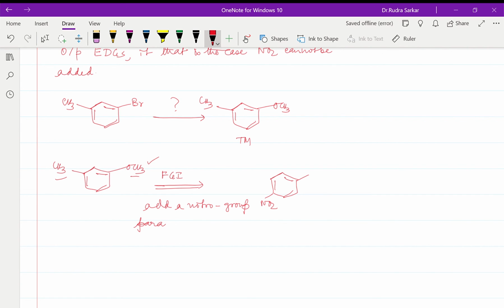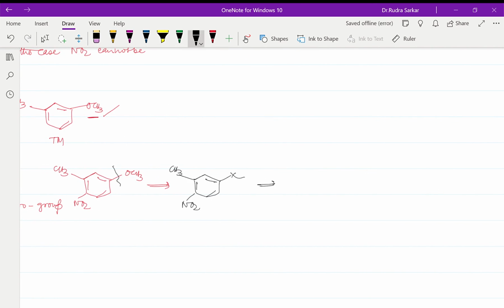because this is replacing Br and the methoxide ion is coming in. So this is our nucleophile. So in relationship to this nucleophile, we have to place our nitro group, and that also at the para position. So having done this, now we can think of disconnecting over here, and that would mean basically we are having an X here, nitro group is here, this is our CH3, and at last we can think of disconnecting the nitro group.